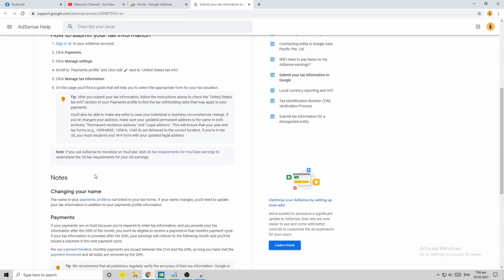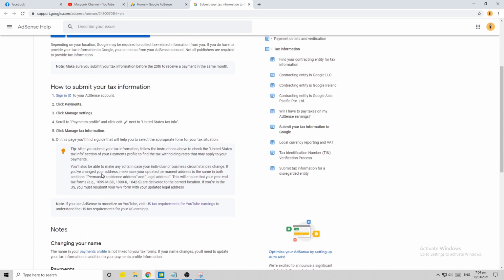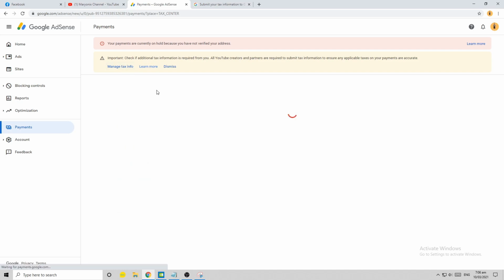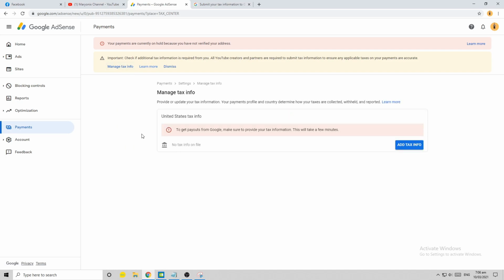So, tip, how to submit your tax information. These are the walkthroughs. We can submit our tax information now. Just hit on manage tax info, and from there, under payments, you can also go to payments and then manage tax info. That should be the right section.